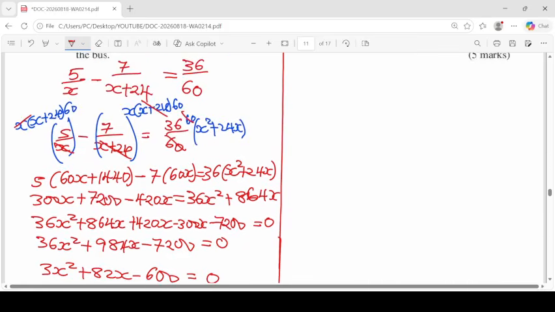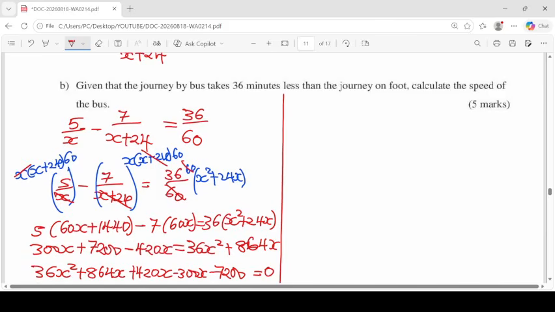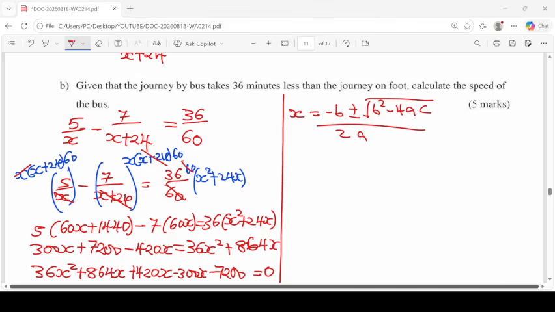So with the quadratic formula, ladies and gentlemen, we know it is given by the formula x is equal to minus b plus or minus the root of b squared minus 4ac, over 2a. That is the value we have. So that is the formula. So let us apply the formula to solve that particular part.